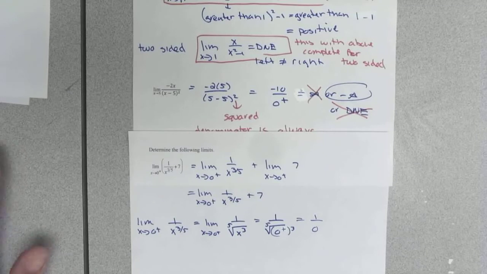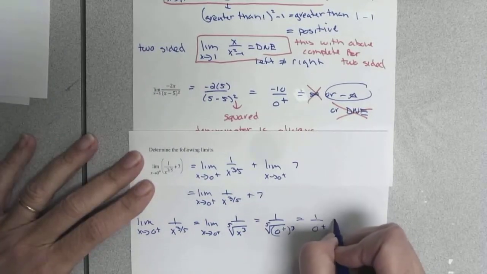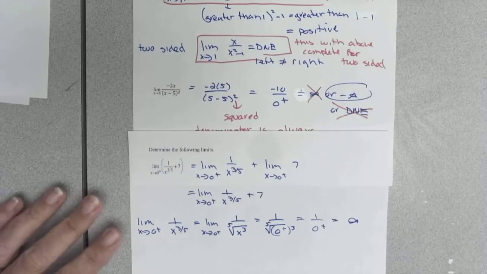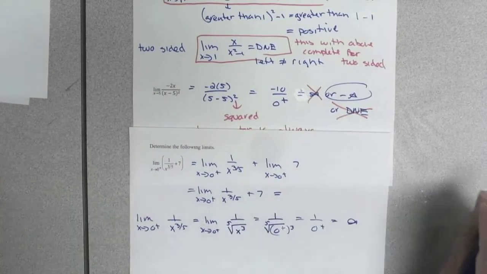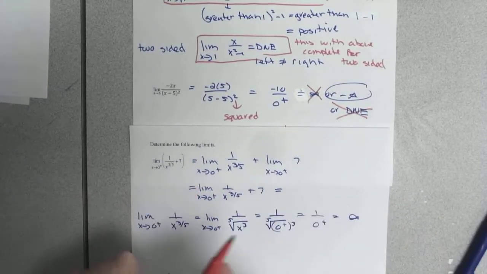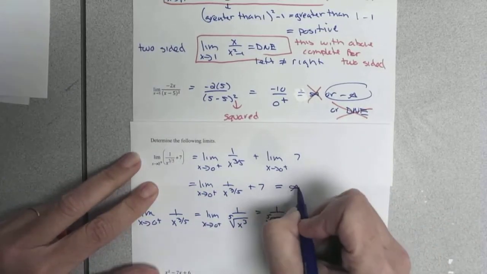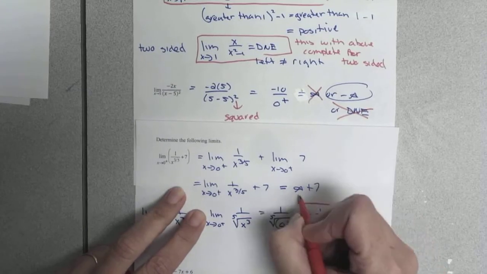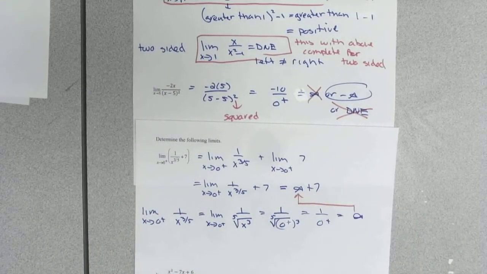Now this is from the right. And so when I'm from the right and I cube it, and I'm 0 from the right, so it's positive, and I cube it, it's still positive. And then I take the 5th root, it's still positive. And so that's going to give me infinity. So then taking that back up here, I'm going to have infinity plus 7. So I've taken my infinity, put it back up there.